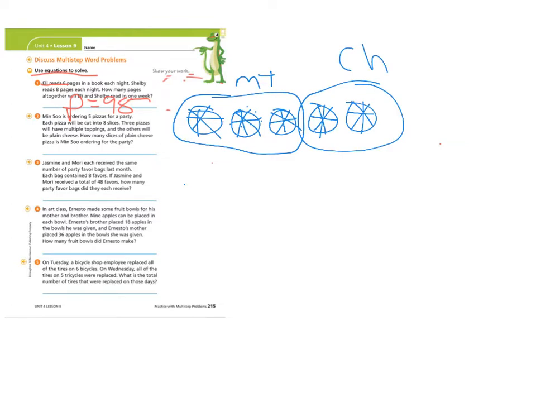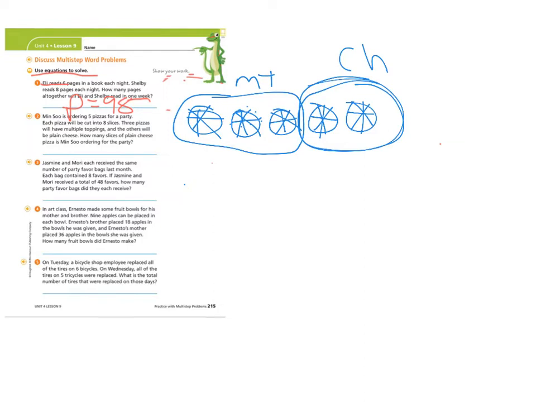Cheese. All right, how many slices of plain cheese pizza is Min Sue ordering for the party? So our hidden question was we needed to figure out how many pizzas are plain cheese. Through our drawing, we figured out that 2 pizzas are going to be plain cheese. So now we need to write an equation for this problem.